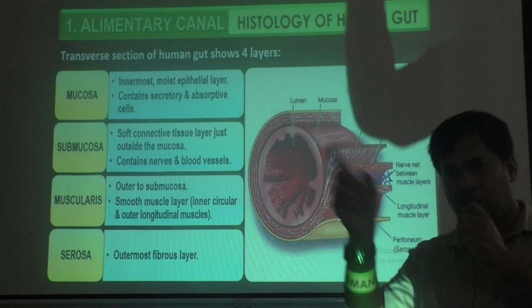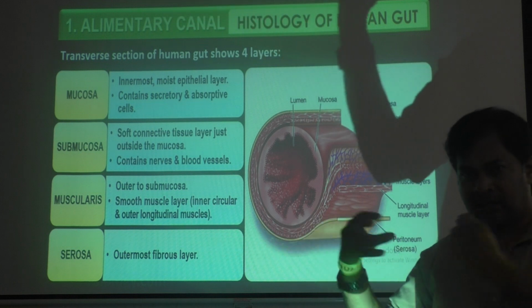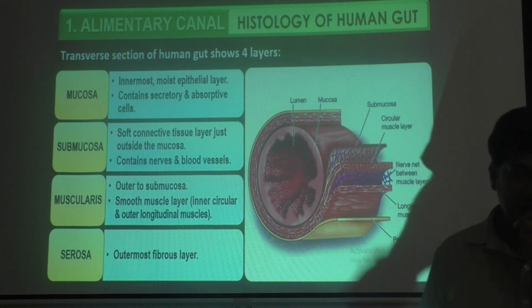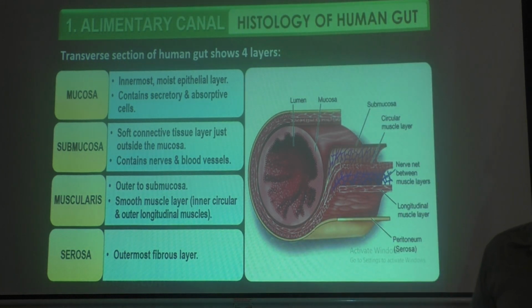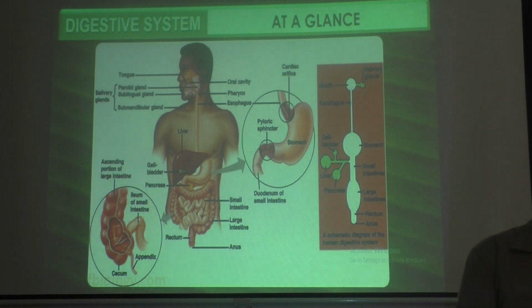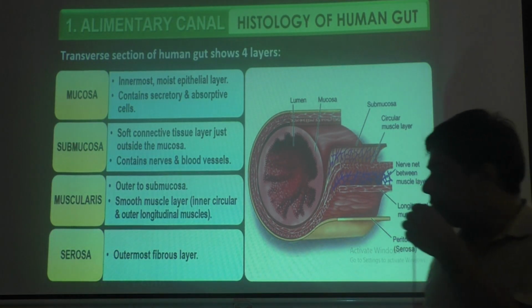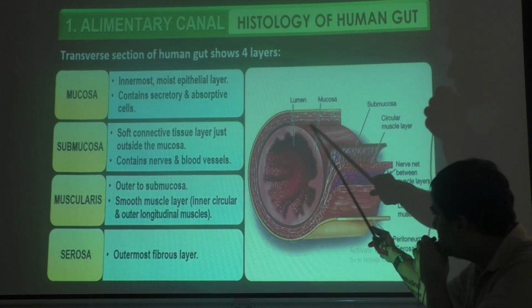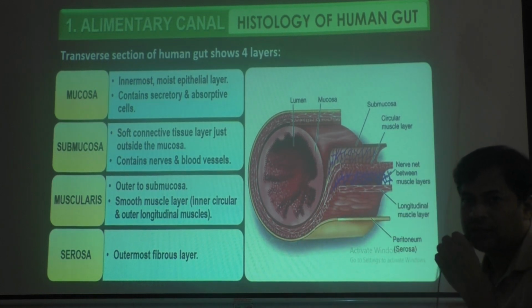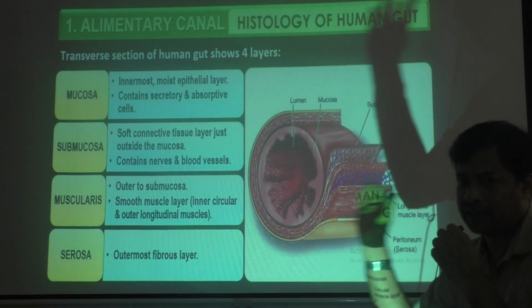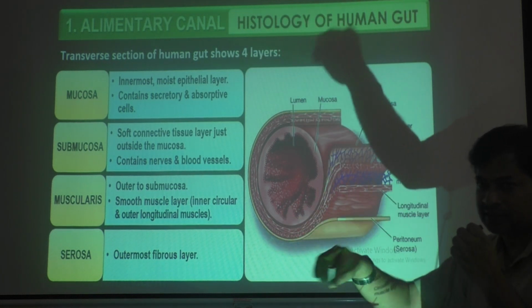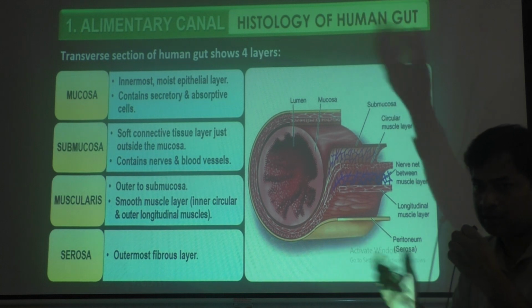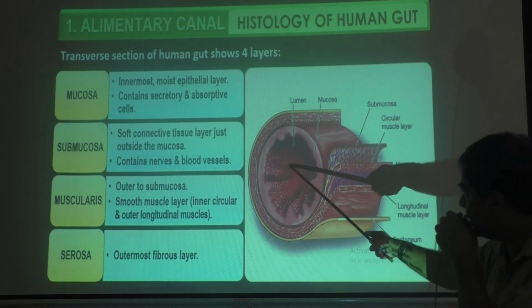So it's a long tube. If you cut the intestine and see what is inside and what all tissues are there, we will see a total of 4 layers. Here you can see 4 layers are there. This is the innermost layer. It is a long tube, the alimentary canal, like the intestine, which is coiled. You have cut it and opened it, and you can see this is the opening.